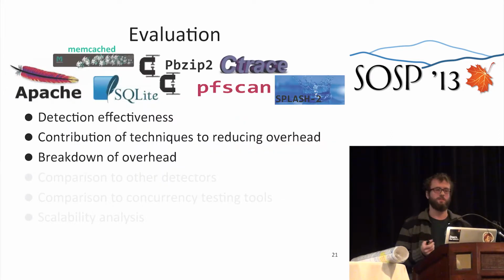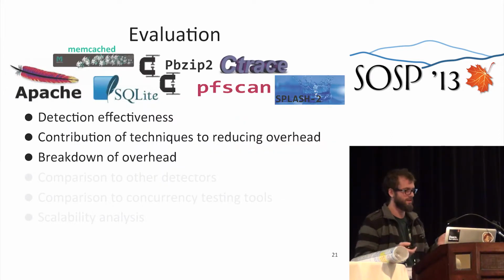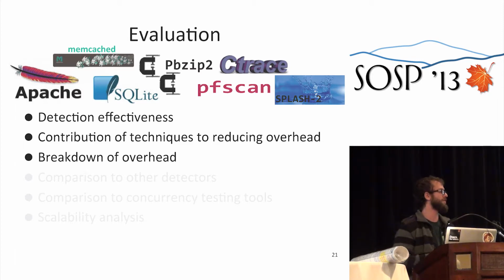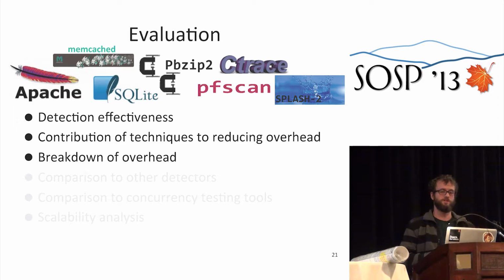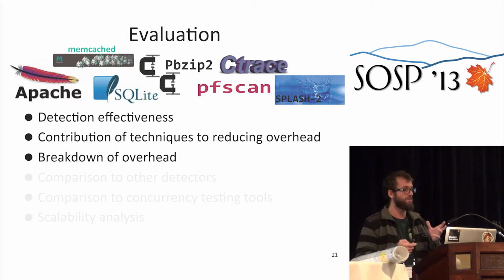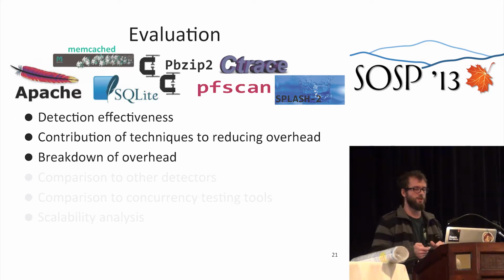We evaluated RaceMob using 10 systems like the Apache Web Server, SQLite embedded database, and Memcached, the in-memory object cache. Our results are mainly obtained using a simulated environment, and we performed a detailed evaluation of RaceMob to see whether it's practical, and we answered the following questions.